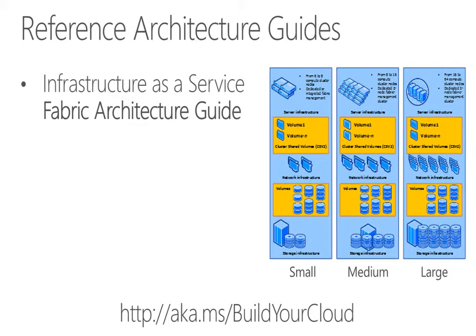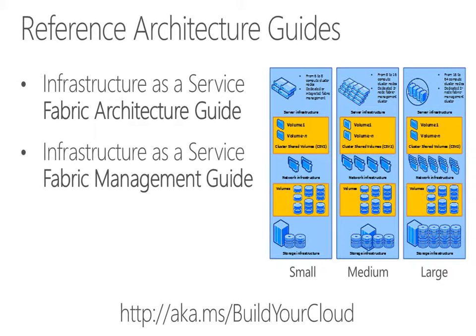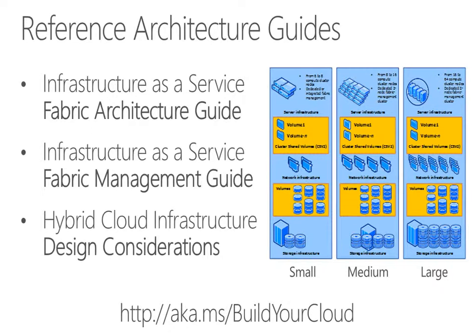There's an infrastructure as a service fabric architecture guide for helping to plan the initial provisioning of that private cloud environment. There's an infrastructure as a service fabric management guide for helping to plan out how you're going to manage your private cloud fabric. And then there's also a hybrid cloud infrastructure design considerations guide that steps through in more detail the planning and design considerations of taking that private cloud and extending it to a hybrid cloud by leveraging public and hosted cloud resources.